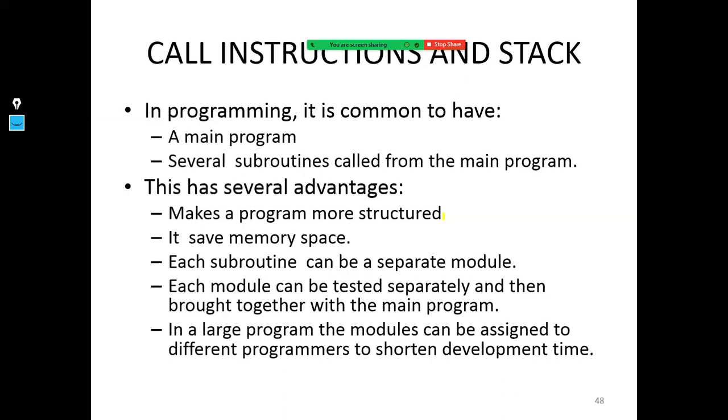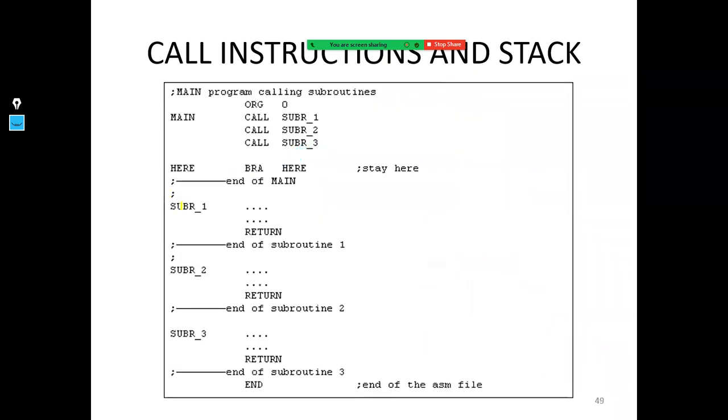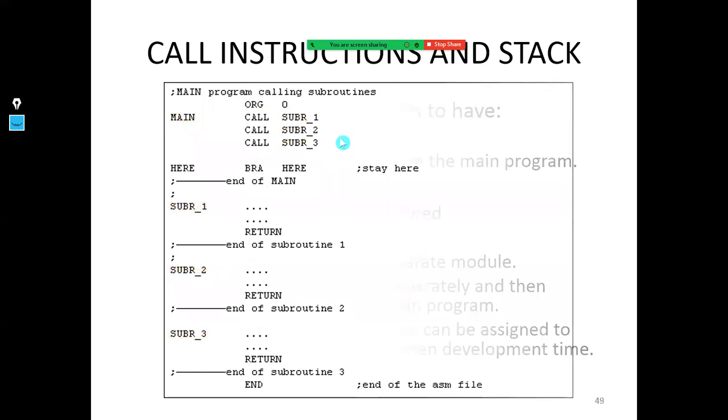Now we have seen the unconditional jump instruction and the conditional branch instruction. Now let's see the call instructions and how the call instruction works with the stack memory. Generally, if you want to make a good program, we have to make the main program and prepare different subroutines, and the main program will be calling these subroutines. So we have subroutine 1, subroutine 2, subroutine 3, etc., and the main program is calling the different subroutines. So here we have a more structured program.